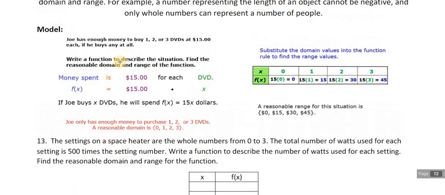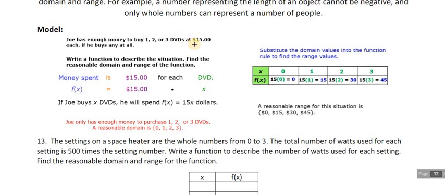Okay, so here's an example that says Joe has enough money to buy 1, 2, or 3 DVDs at $15 each if he buys any at all. Write a function to describe the situation. Find the reasonable domain and range of the function. So the total money spent is going to be my y value, my output, my f of x, and that's calculated by doing 15 times the number of DVDs purchased.